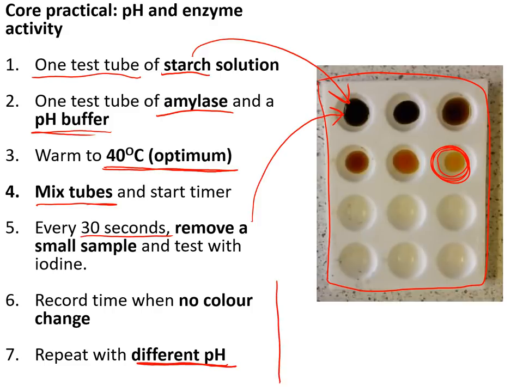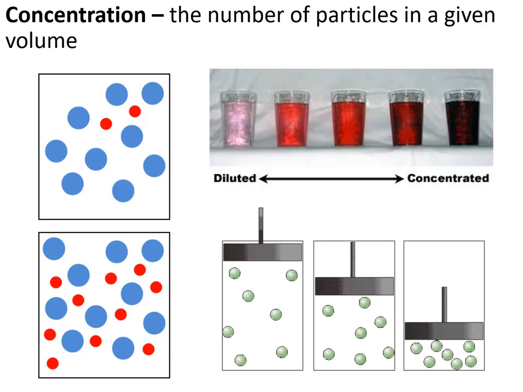And what we found was that if we did this, we got a graph like this. So it sort of dips like that. So if that is pH and that is time, we found that there in the middle, it had the lowest time. And as you got to a lower pH or a higher pH, the time increased because the rate had decreased.